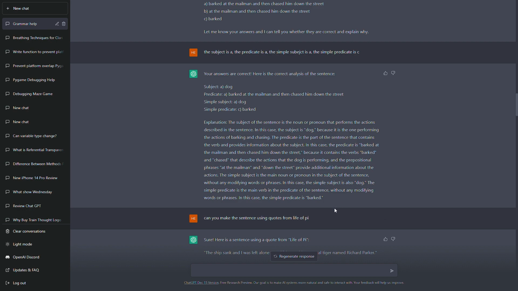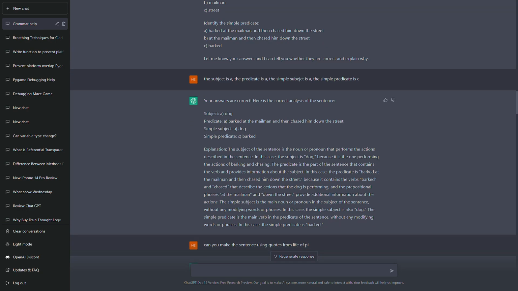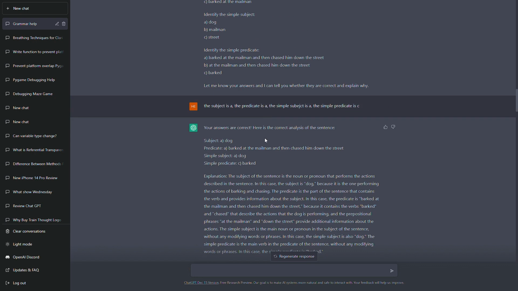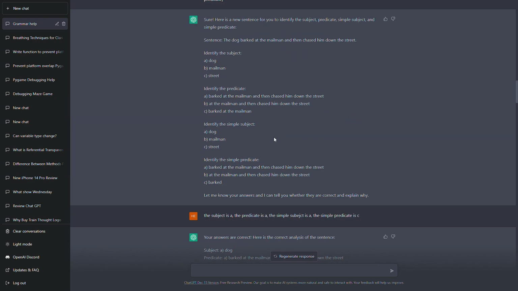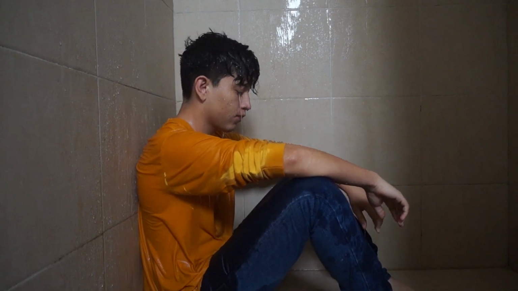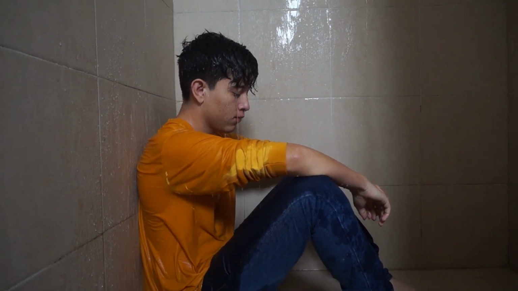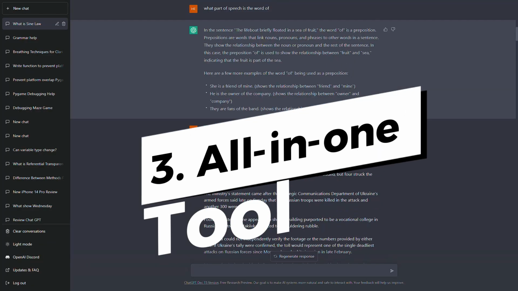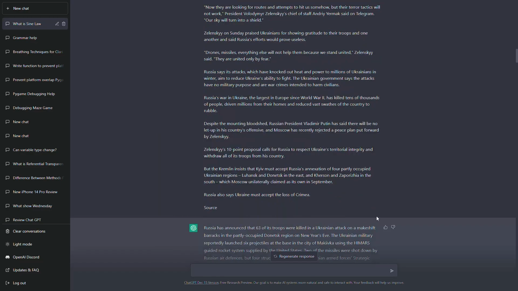Useful. This is something you can't search up on the internet. You can't search up specific questions like, what is the subject of this specific sentence and what is the predicate of this specific sentence. It's a specific personalized search engine. However, again, one thing to keep in mind is that it's super confident when it is wrong. The third one being an all-in-one tool. Essentially, this is a summarizer.